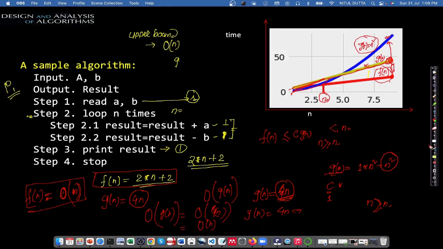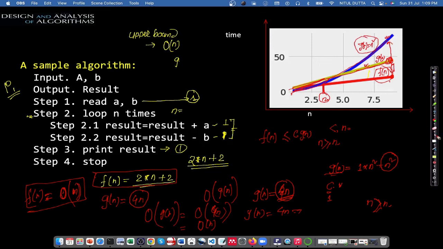Moreover, we should not take a function g(n) which is very high compared to f(n). It should just cross, or just go above, the function f(n). We have seen that if we take n square, it goes very high above f(n), so g(n) equals n square is not the right choice. However, if I take g(n) equal to 4n or say 5n, then we can see that this also goes above f(n), and that would be the right choice for the upper bound of that time complexity.